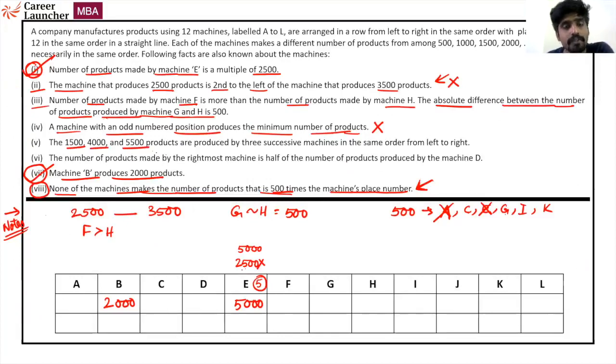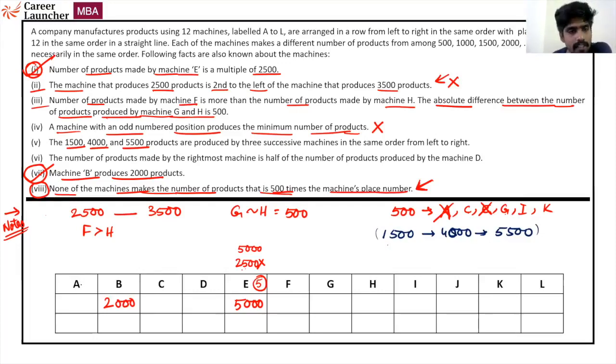1,500, 4,000, and 5,500 products are manufactured by 3 successive machines in the same order from left to right. In my notes, I'll write it down. 1,500, 4,000, and 5,500 will be in the same order. Now let us try and place this cluster. Where can it be?